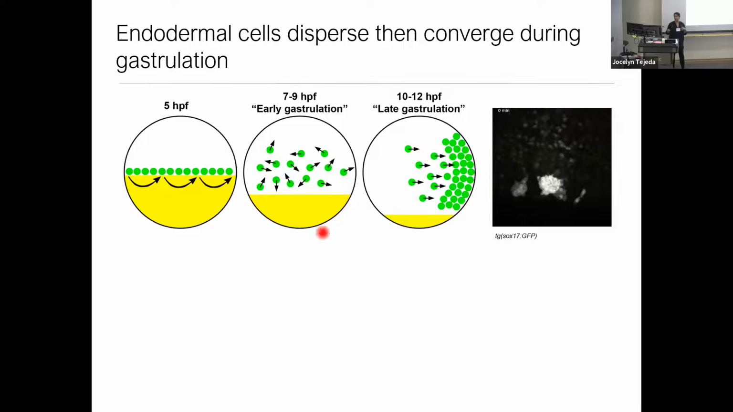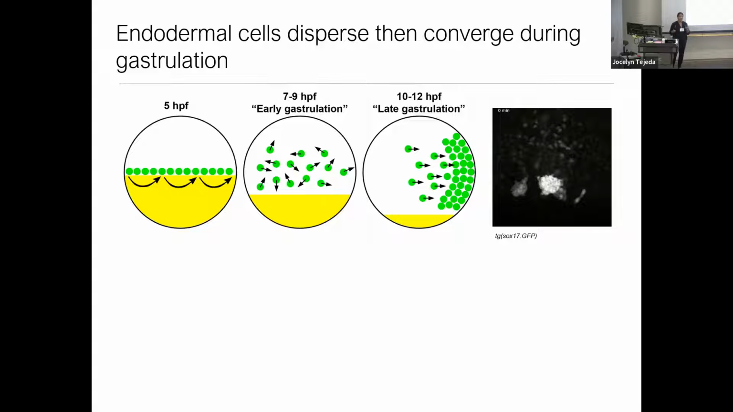However, this dispersal is transient, so eventually these cells will converge back together on one side of the embryo, and initially they will just form a flat endodermal sheet, and then that sheet will eventually differentiate into the different organs that the endoderm contributes to.